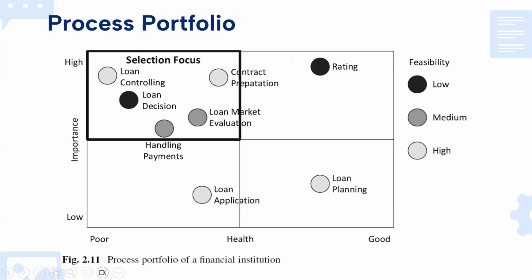This is an example of a process portfolio of a financial institution. These are the processes they have identified in a financial institution: loan controlling, loan decisions, handling payments, loan market evaluation, contract preparation, rating, loan applications, loan planning. As I mentioned, for a process we have to consider the importance, the health of the process, and the feasibility. Just go through this process portfolio and get an understanding. After that, I will explain.